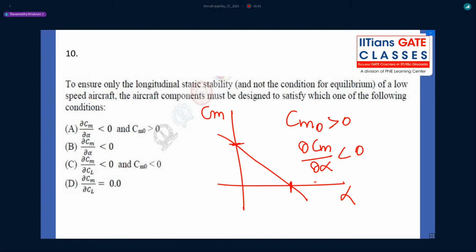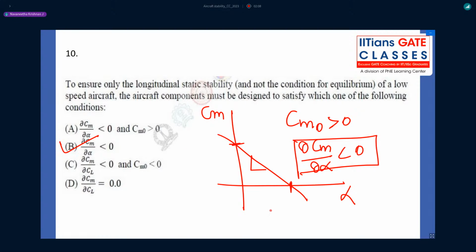For stability alone, ∂Cm/∂α less than 0 is enough. For the aircraft to be stable, ∂Cm/∂α less than 0 is enough. But to trim at positive angle and to achieve equilibrium, Cm0 greater than 0 is also required. So option B is the correct answer.